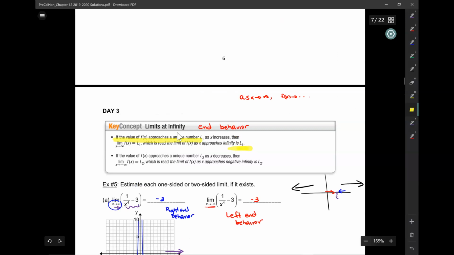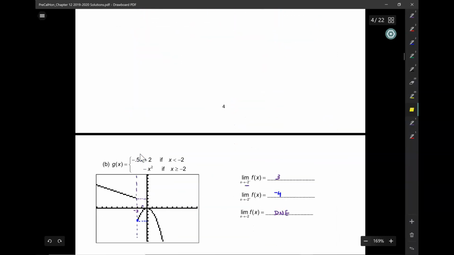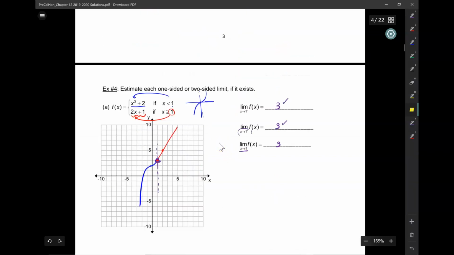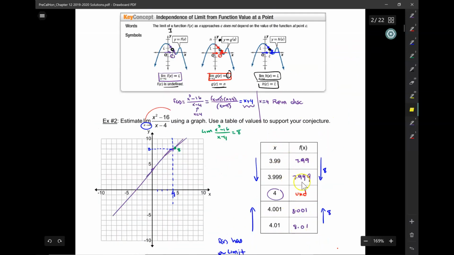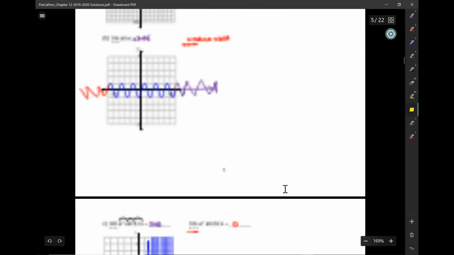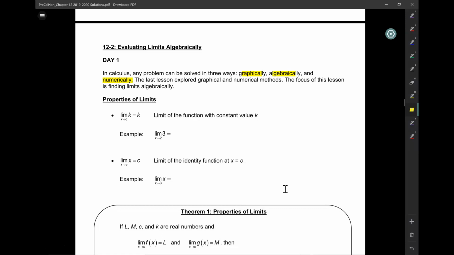We started off the lesson with the numerical approach as well. The numerical approach was when we plugged in values like this, in order to see the trend. That is the numerical way. So here we did graphically and numerically. Today we're going to do the algebraic method. So we want to know, given a function, how to evaluate the limit algebraically. All right.